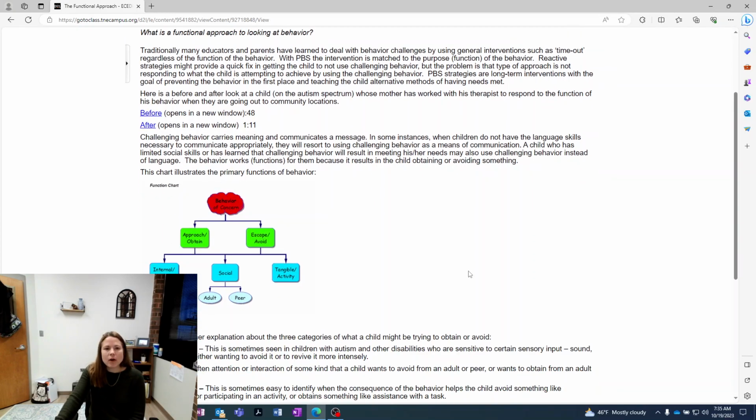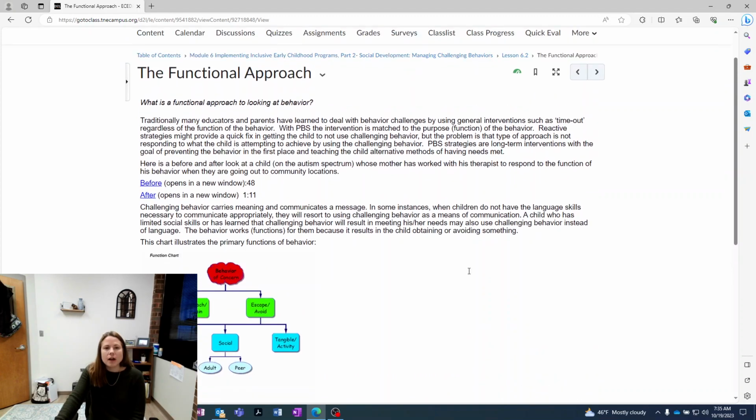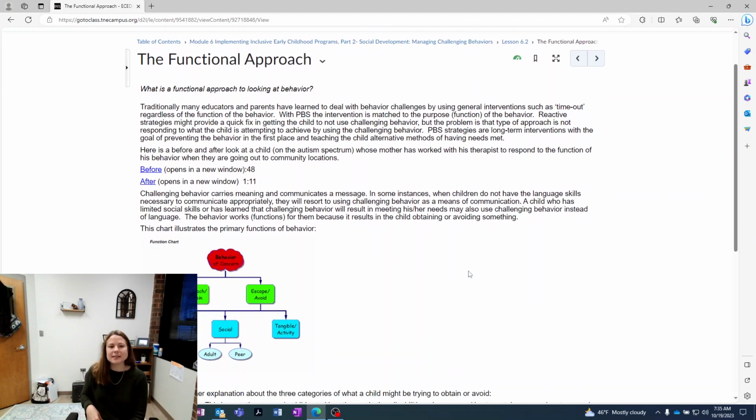Now, we have what we call the functional support approach. Functional approach is really looking at specific behaviors, right? So going back to that positive behavior support, the intervention that you use to support that child or that challenging behavior, we have to make sure it matches the function. So what do I mean by function? Function specifically is what the behavior is. What's the purpose of it, right? So what are they communicating to me? Why are they doing this?